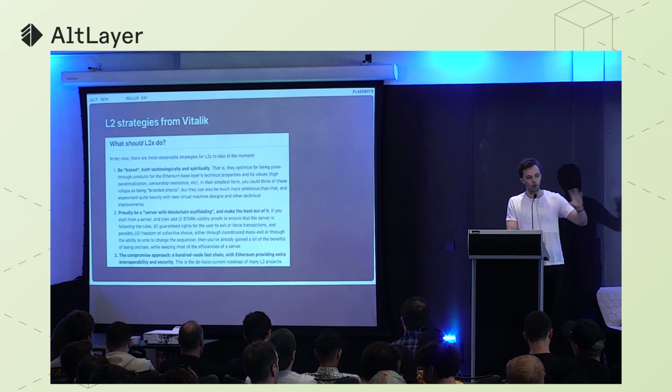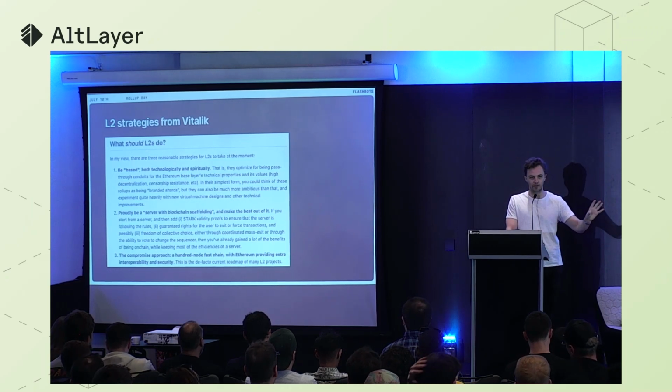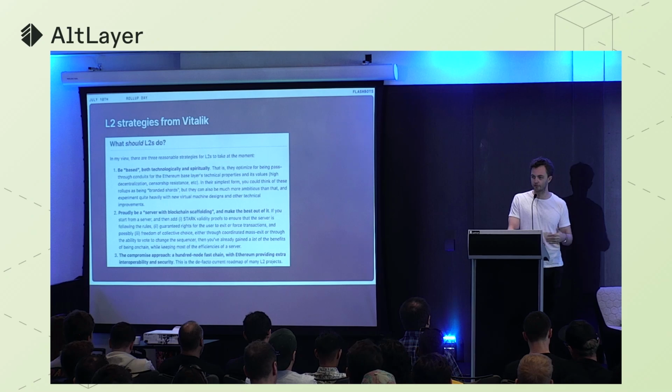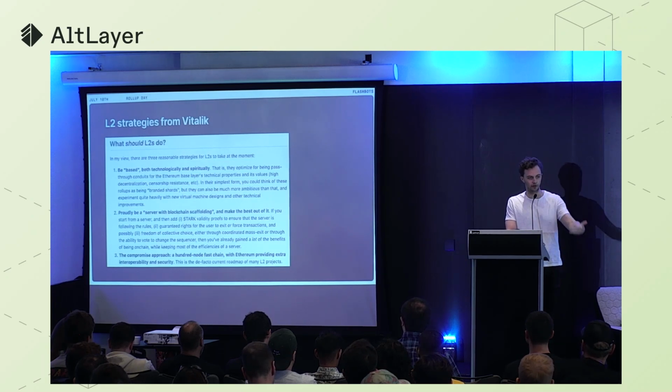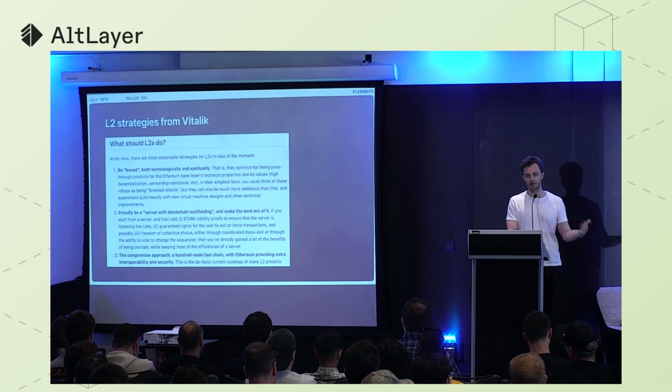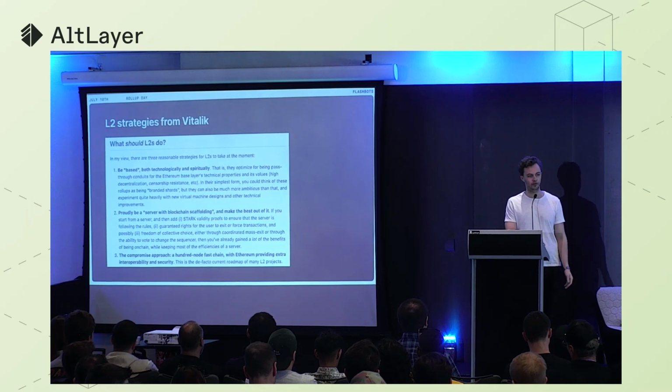The second polar opposite of this strategy is to be a proud server with blockchain scaffolding. This means a much more centralized approach, but you constrain that centralization by having proofs on what the sequencer's behavior is and making sure that it's following the right rules. And the middle compromise approach between this very decentralized, very centralized approach is being a 100-node fast chain, so you have some level of decentralization, but it's certainly not the same as Ethereum.